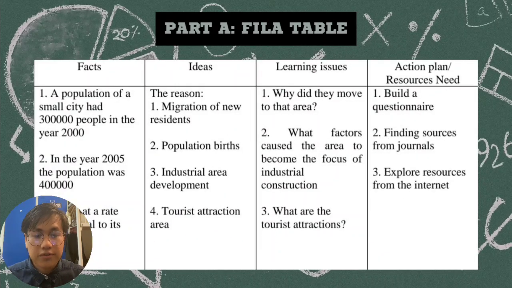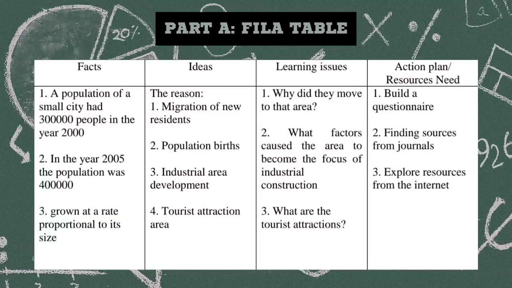Now I will continue with the FILA table for part A of the previous question. FILA stands for facts, ideas, learning issues, and action plan. First, we're looking at facts. Here we give 3 facts. First, a small city had 300,000 people in the year 2000. Second, in the year 2005, the population increased to 400,000. And number 3, it grew at a rate proportional to its size.